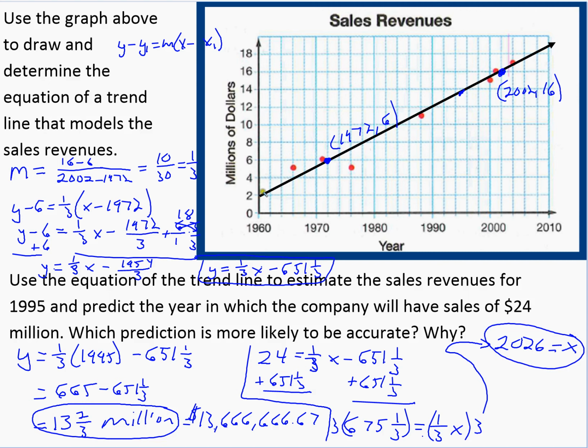So what we could do is make our trend line. We draw that trend line as close to the points as we can. We were able to find the equation of the trend line, which was right here, and then we were able to use that equation. We could plug in different values to make predictions. Which prediction is likely to be more accurate and why? I would say the 13 2/3 million is more accurate because it's closer to our cluster of points. This is a prediction line, but that's measuring out, it seems like 16 more years, which is way out here. So our 13 2/3 million is going to be our closer estimate.